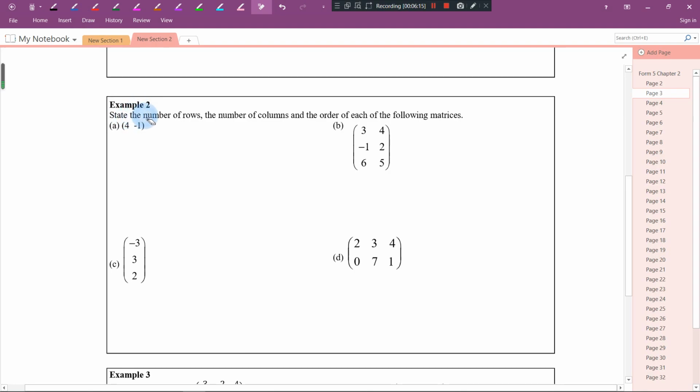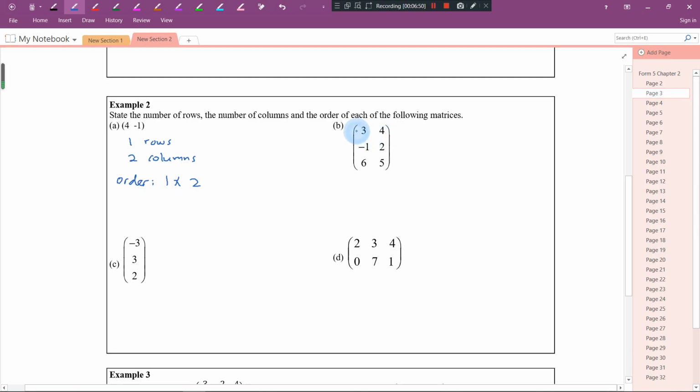Example number 2. We want to state the number of rows, the number of columns, and the order of each of the following matrices. How many rows do we have here? One row, right? The number of rows is one. How many columns do we have here? 2 columns. So the order will be 1 by 2. Always remember, state the number of rows first, followed by the number of columns.